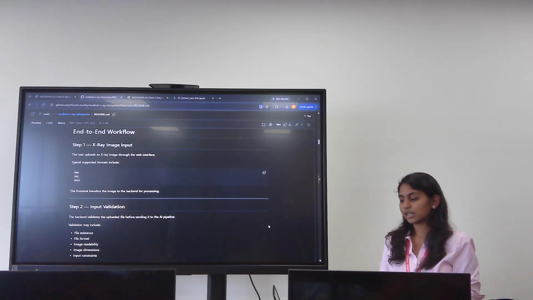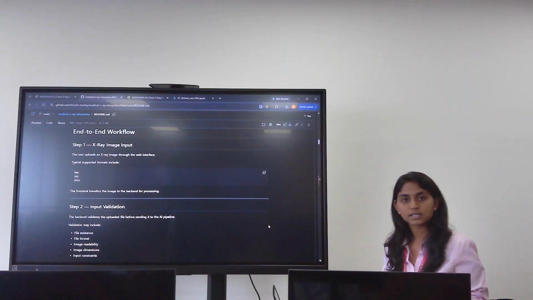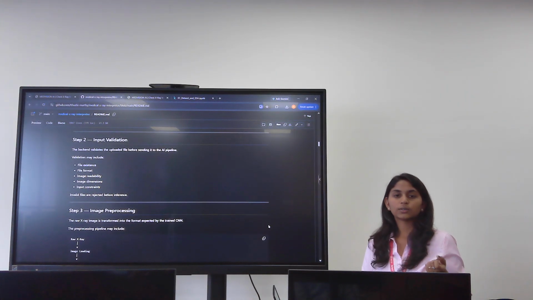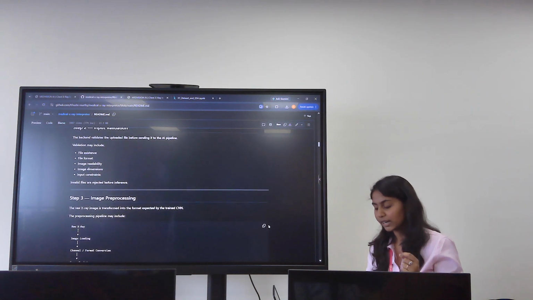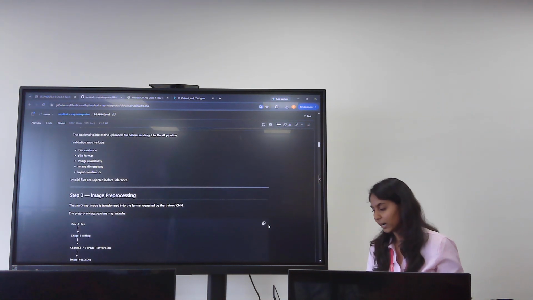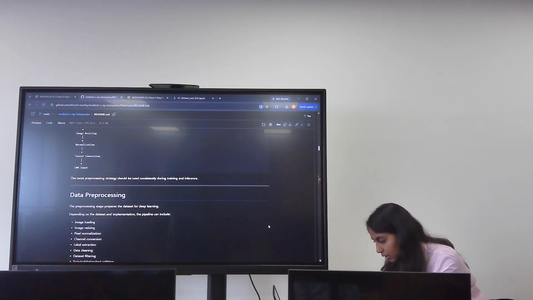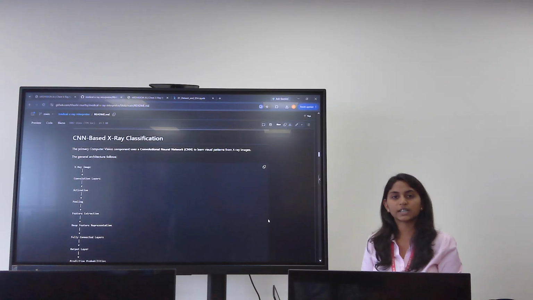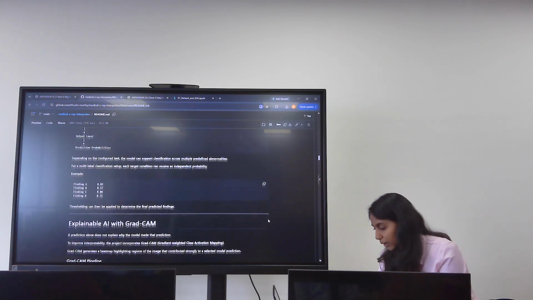Looking into the X-ray image, only PNG, JPEG and JPG files are supported. Looking at input validation, there has to be a file existing, and it checks file format, image readability and everything. Next, going to the CNN-based classification. As I said, I've used a CNN classifier, that is convolutional neural networks, in my project.